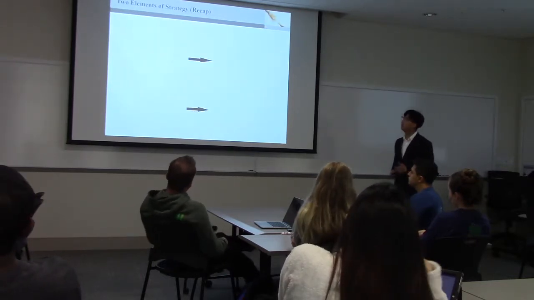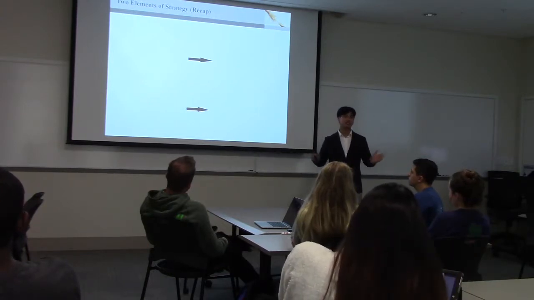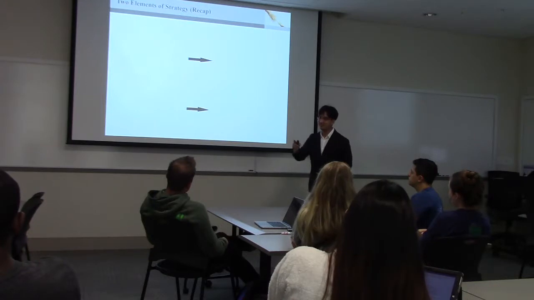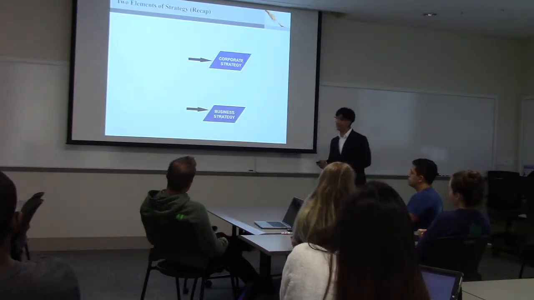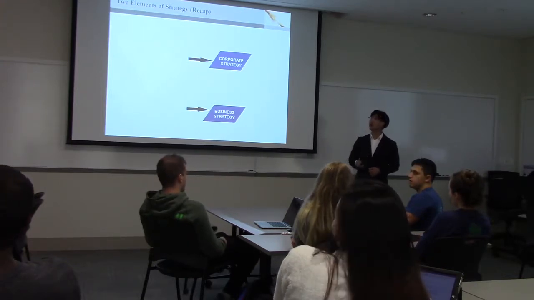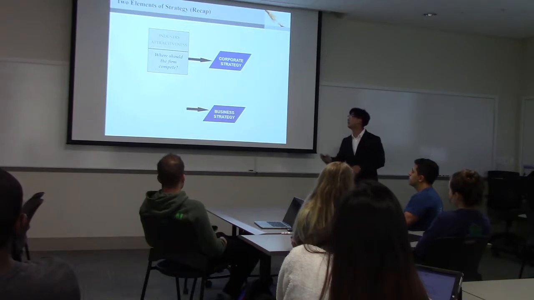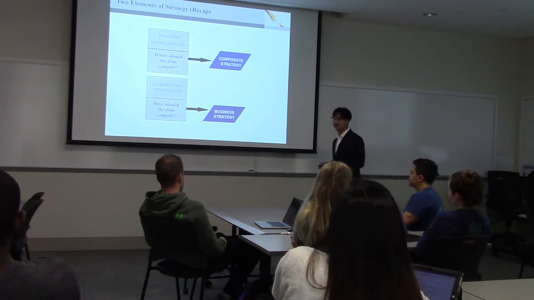Okay, so there are 2 elements of strategy. Anyone want to shout out what the 2 elements are? Corporate and business? Okay, so there's corporate and business strategy, and what do each entail? Where and how? Yeah. So for corporate strategy, we're looking at where the firm should compete, and for business strategy, we're looking at how the firm should compete.